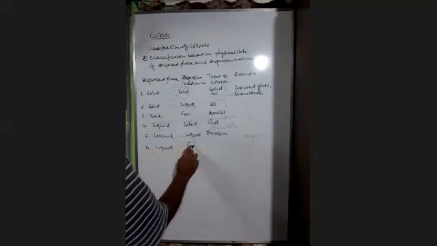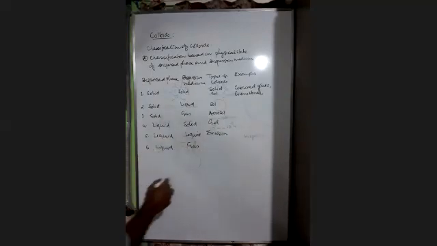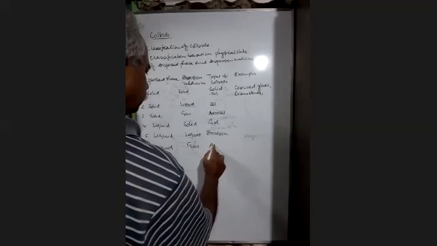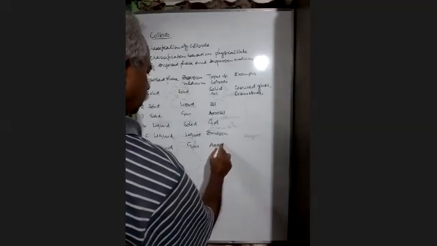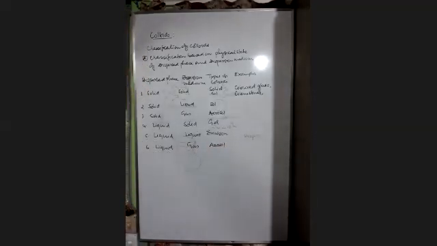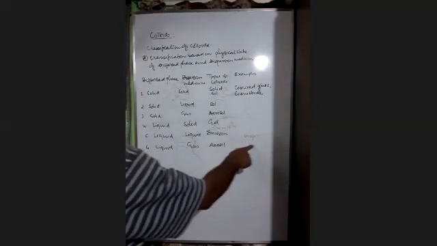Liquid and gas. This you also call aerosol. Aerosol. So what is this? What are the examples given in your book? Fog, mist, clouds, etc. are the examples.